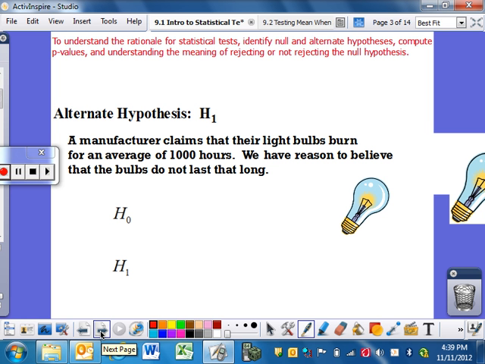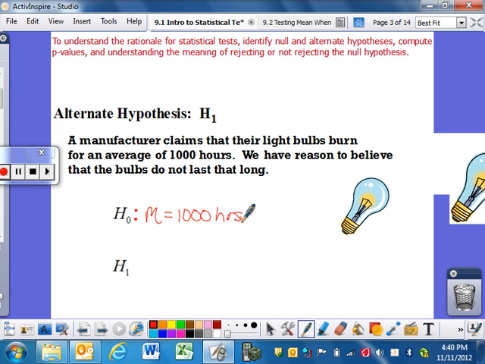So here's another example to help us understand what's the null and what's the alternate hypothesis. A manufacturer claims their light bulbs burn for an average of 1,000 hours, and we have reason to believe the bulbs do not last that long. Okay, just from that piece of information, I want us to learn how to set up a null hypothesis and an alternate. The null, what do they claim? What's their overall manufacturing claim? Mu is equal to 1,000 hours.